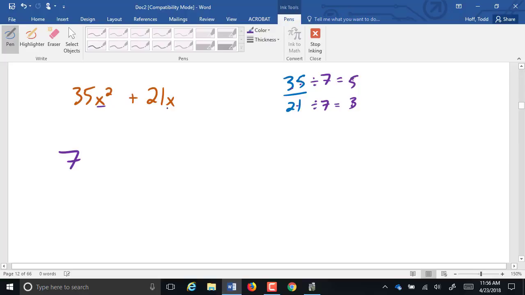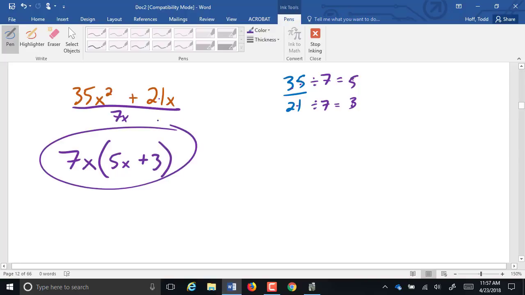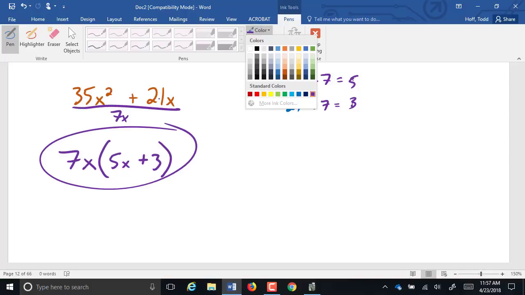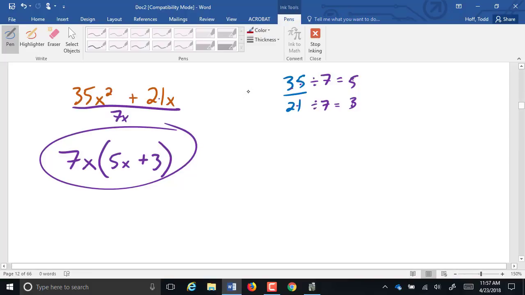Now again, we've got x squared and x. We use the smaller power, which is just the x. We divide out the 7x. 35 divided by 7 is 5. X squared divided by x is x. So 35x squared divided by 7x is 5x. 21x divided by 7x. 21 divided by 7 is a positive 3. X divided by x cancels out. So there we go. We factored that. So that would be the first thing we would always look for in trying to factor an equation.